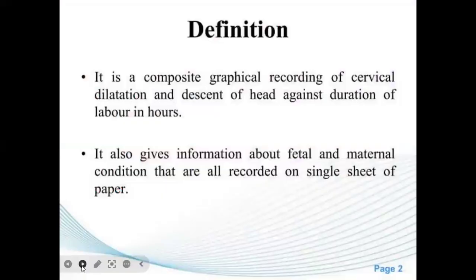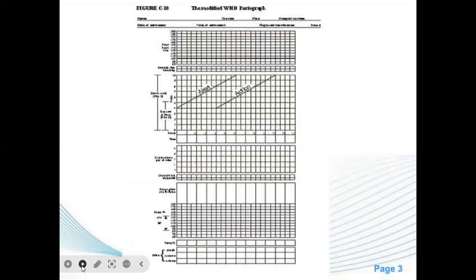If we talk about this partograph, dear, it is a combined graphical representation. It has a combination of some charts in which you are going to see some detailing. Let's discuss from the start how you are going to read this chart. The uppermost part, whatever you can see on the screen, is all related to the patient identification data: patient name, gravida and parity, and also the membranes.